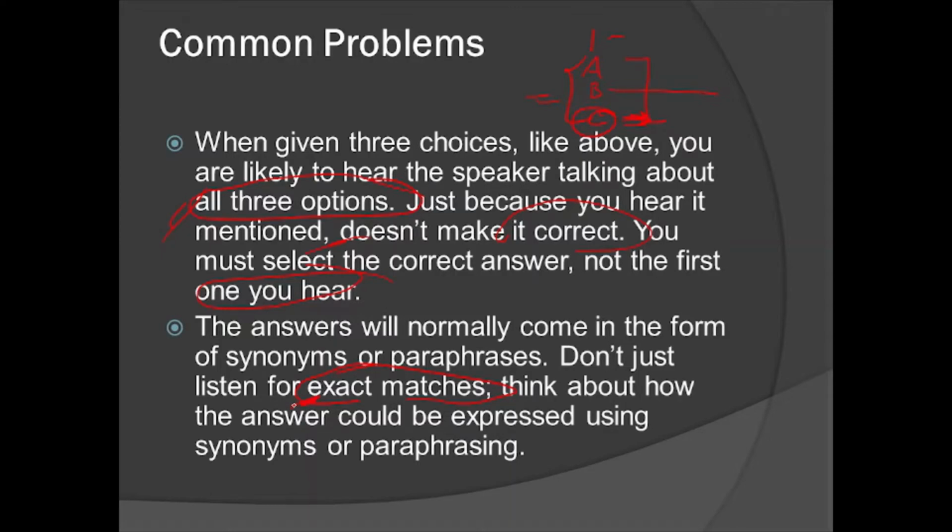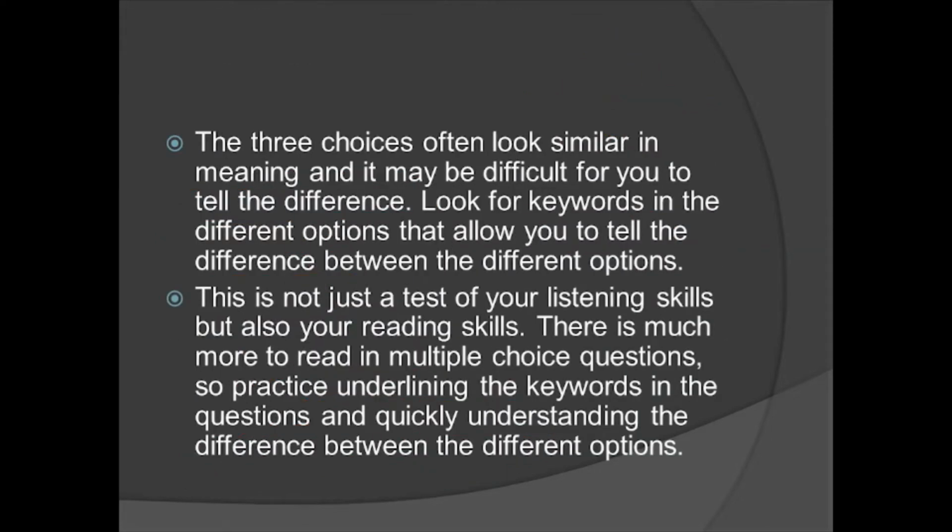Okay. The next problem is that the three choices often look similar in meaning, and it may be difficult for you to tell the difference. So when three options are given to you, maybe all sound a little bit similar. There is very little difference in that. So look for the keywords in the different options that allow you to tell the difference. Your option will have a certain keyword. So look for that keyword and then figure out what is going to be the difference in all the options present.